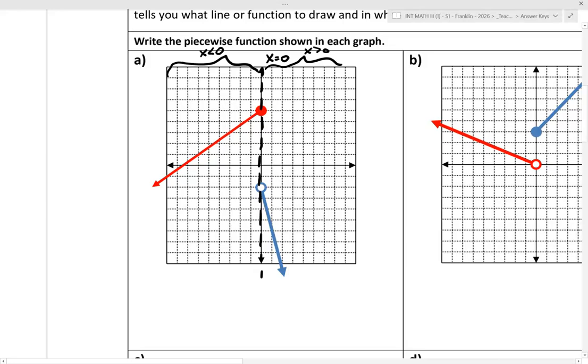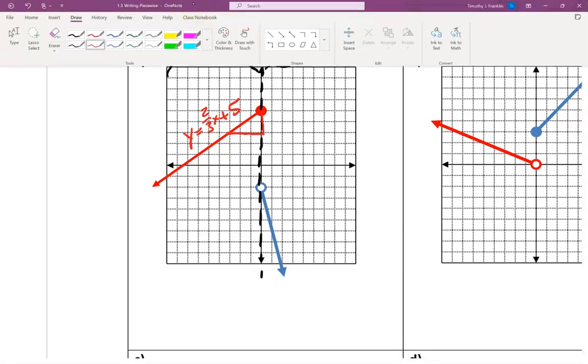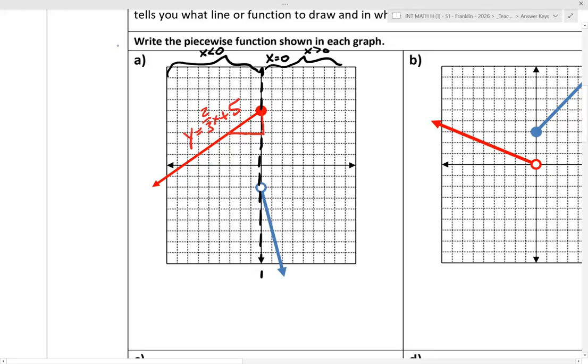The left-hand side here, the red line, starts at 5. So we know the y-intercept is 5, and it has a slope. If we go down 2, left 3, it has a slope of positive 2/3. Remember, slope is usually considered from left to right. So instead of going down 2, left 3, we could also go up 2 and right 3. Either way, that's a slope of positive 2/3 x. So that would be the equation of that red line if it was just on this graph by itself.